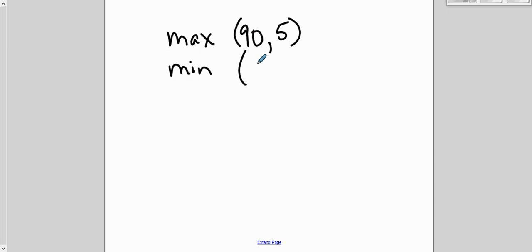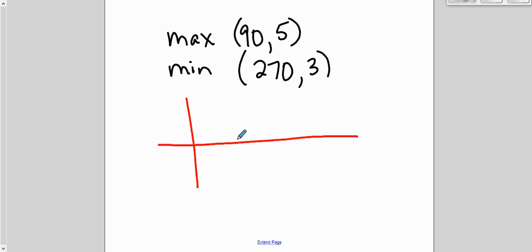So suppose that I told you that we have a maximum at (90, 5) and a minimum at (270, 3). I want to show you that you actually have just enough information within those 2 points to go ahead and solve all your stuff. So the way to do it is draw a graph. 90, 180, 270, say 5 is here, we'll say 3 is here. So 90 and 5 is here, 270 and 3 is down here.